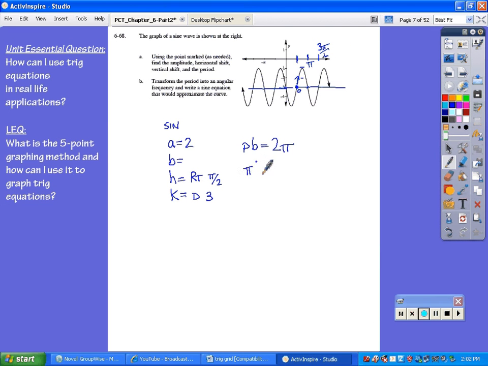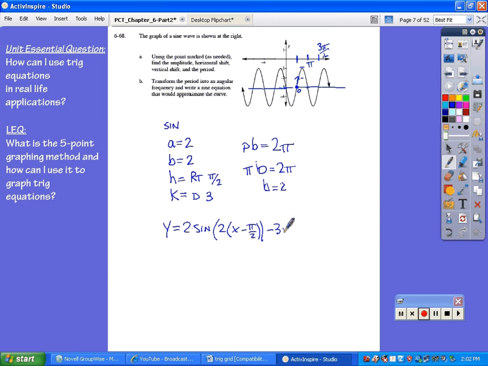So pi b equals 2 pi, which means b equals 2. So y will equal 2 times the sine of 2, x minus pi over 2, minus 3 for down 3.